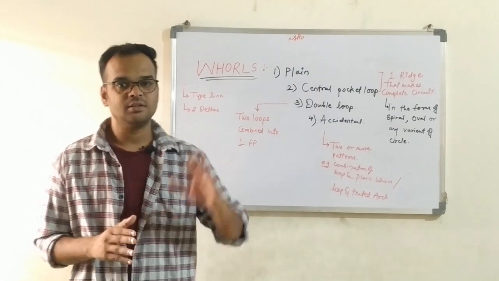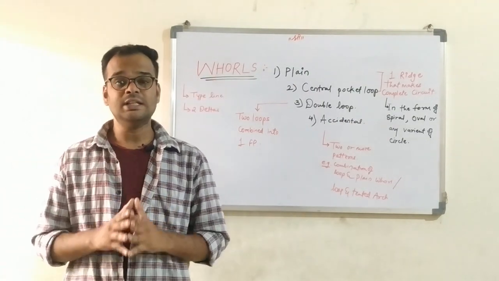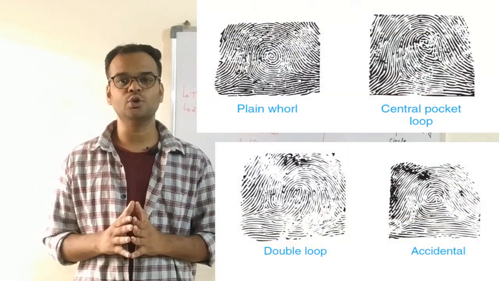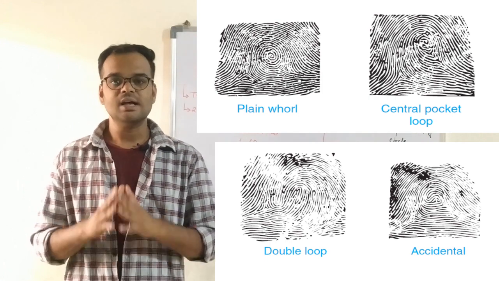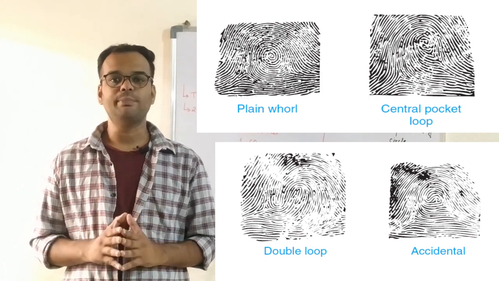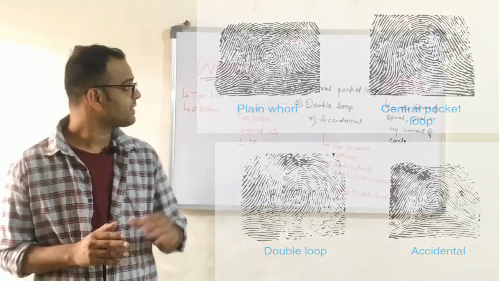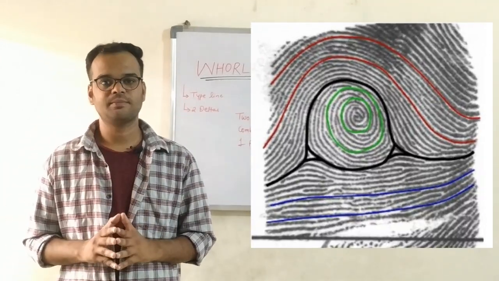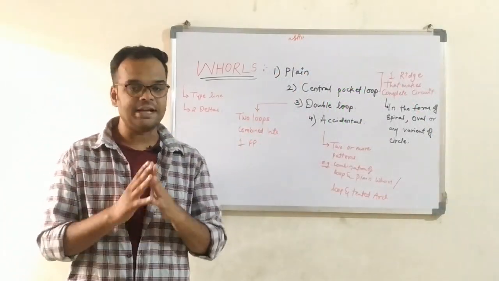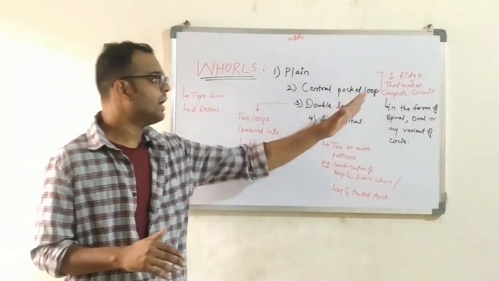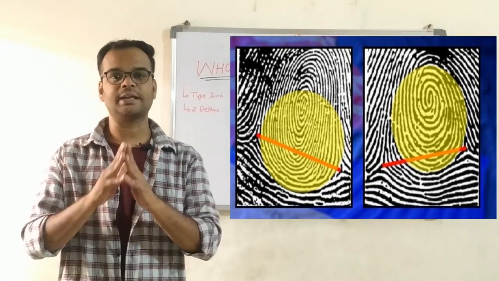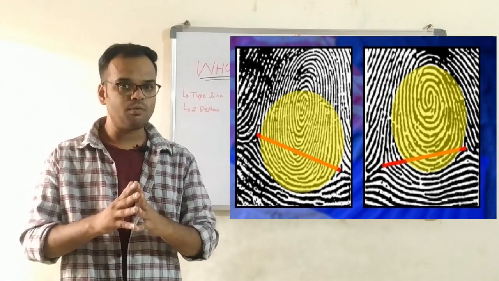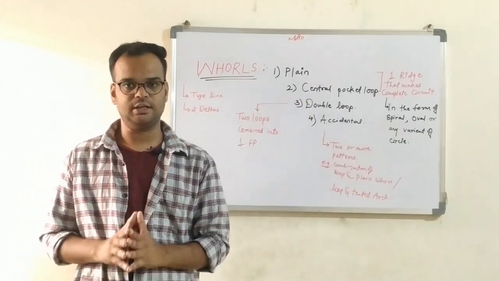Second pattern, the whorls. The whorls are actually divided into 4 distinct groups, as you can see here on your screen: plain whorl, central pocket loop, double loop and accidental. All whorls must have a type line and 2 deltas in it. The plain whorl and central pocket loop must have one ridge that makes a complete circuit. This ridge may be in the form of a spiral, an oval or any variant of a circle.